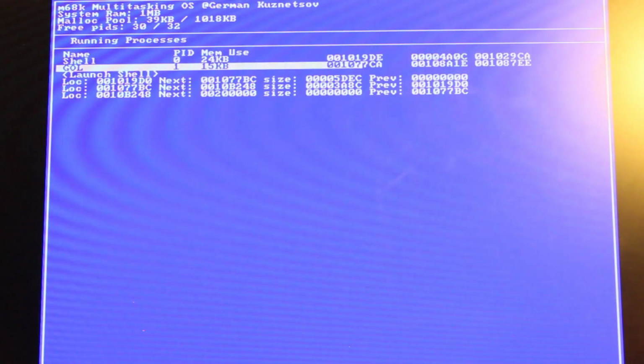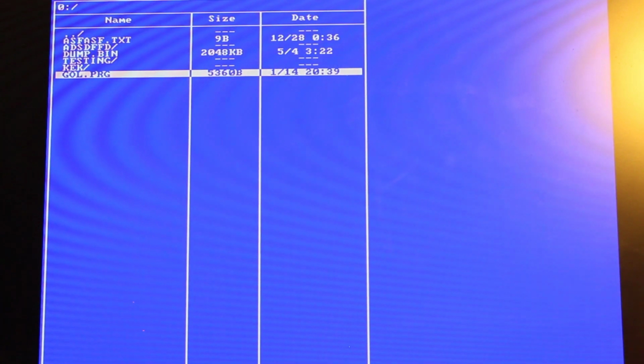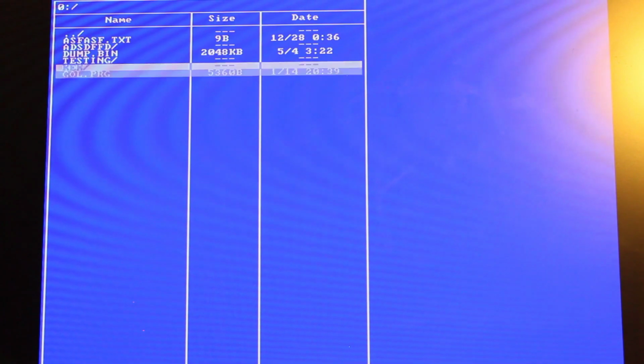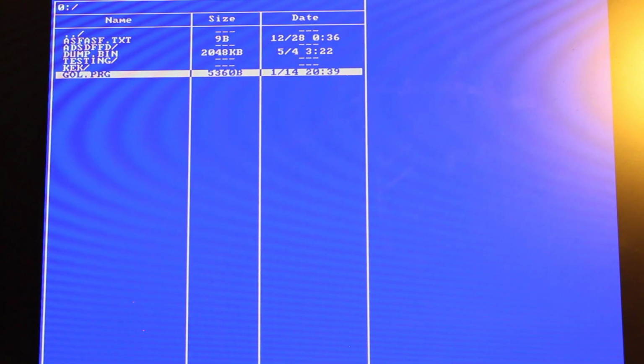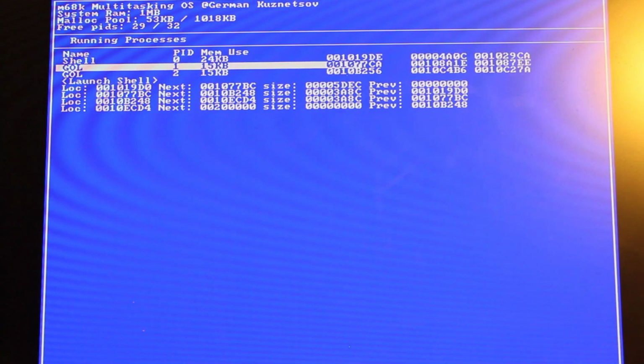Now, the operating system has multitasking, so both the shell and the Game of Life program are loaded into memory. So I can switch between them by pressing the OS key on the keyboard. This returns me back to the kernel, and in the kernel I can go back and re-enter the shell program, for example, if I want to. And if I want to, I can launch a second instance of the Game of Life program. And then again, I can go back to the original program. So in this way, you can switch between the currently running programs in the operating system.